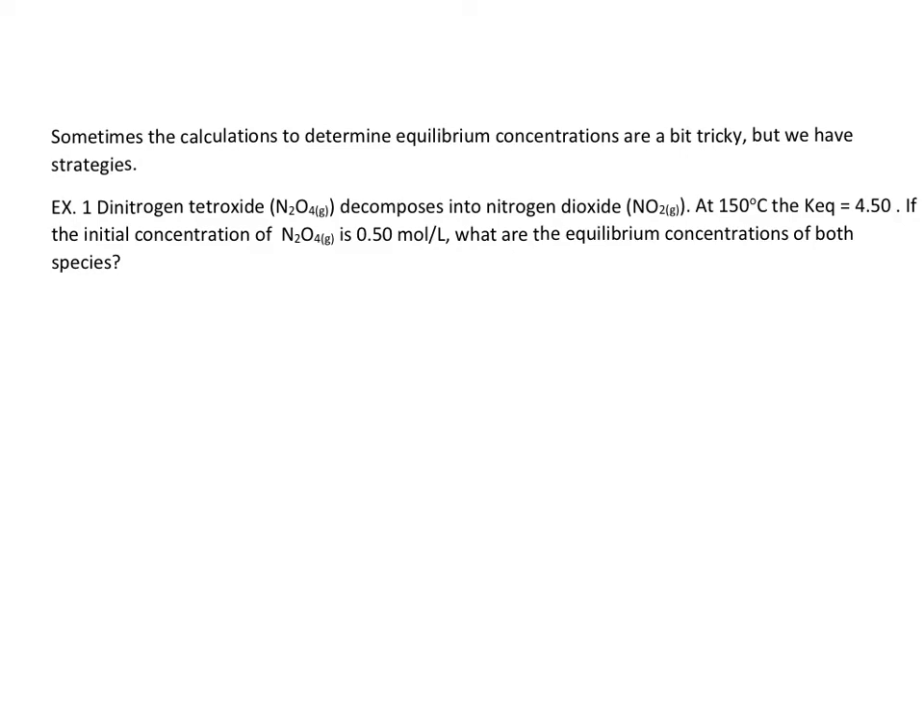Sometimes when we're doing calculations to calculate the equilibrium concentrations using ice tables, we can't simplify and take the square root of both sides. So they can get a little bit tricky, but I'm going to give you two strategies to solve them. First example, dinitrogen tetroxide decomposes into nitrogen dioxide.